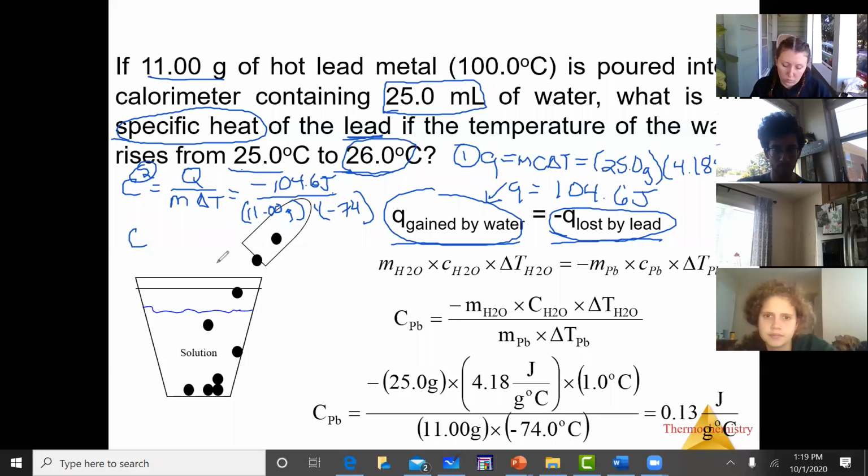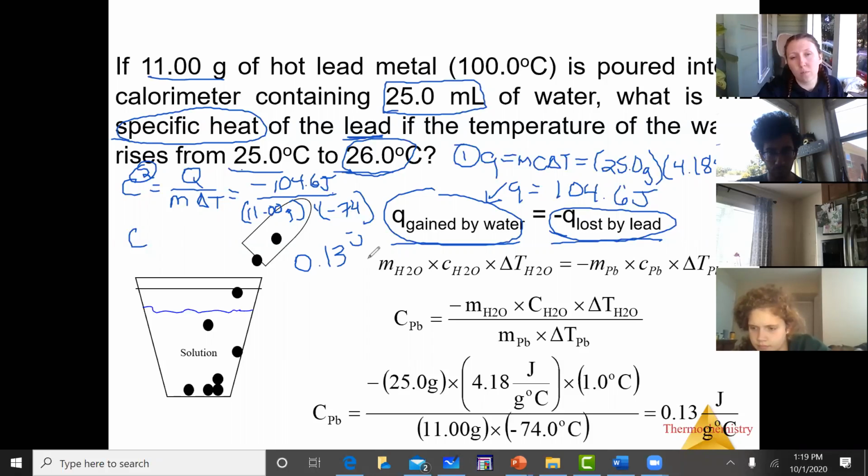So when we plug all of that in, the negative 104.6 divided by 11 grams and then divided by negative 74, we should end up with a value of 0.13, and the units on it are joules per gram degree Celsius, because none of those units will cancel out. Okay, so we carry them all over. So we go from the information of the water to get the information about the metal.